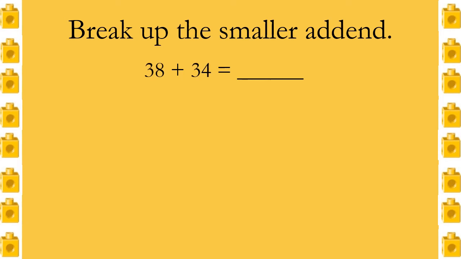Let's take this problem. 38 plus 34. 34 is the smaller addend. By the way, you don't have to use the smaller addend, but it is easier. How many tens does it have? Good, 3. And what's left over? 4. I can hear the correct answer all the way from here.